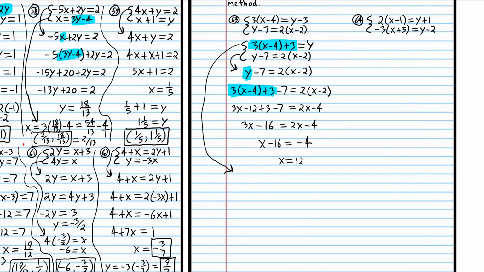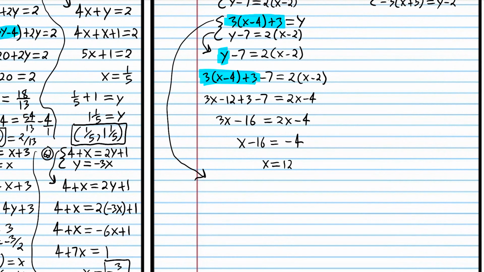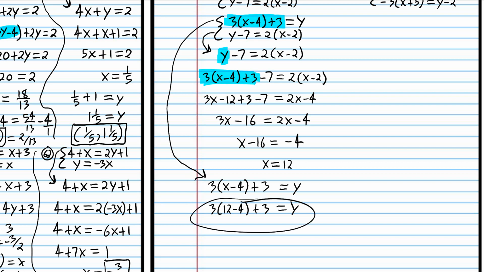And now we just go to the equation where y is isolated, and we're going to rewrite that one to find the y value. So y is equal to 3 times x minus 4 plus 3. But now I'm going to plug in what x equals, so we're just doing the same thing we did in the previous problems. And then now we have to follow order of operations. So order of operations, PEMDAS, parentheses first, 12 minus 4 is 8. And then PEMDAS tells us to do exponents. We don't have exponents. And then multiplication. We have multiplication. 3 times 8 is 24.